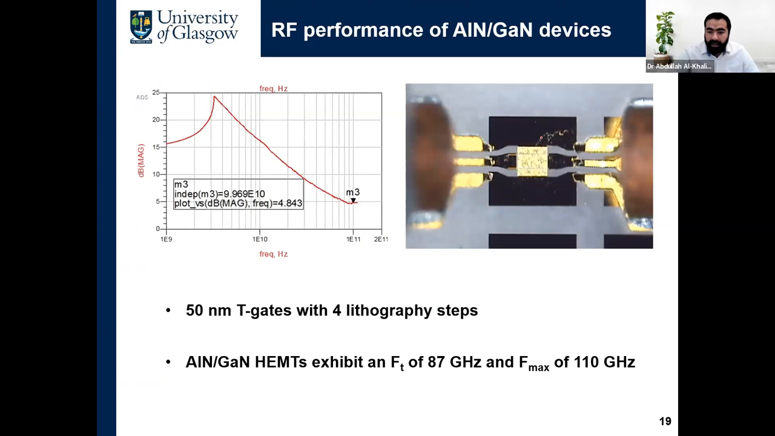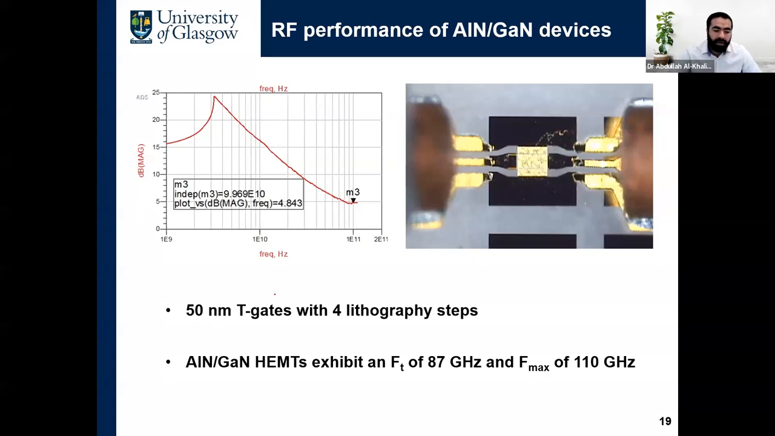Here is an image of a fabricated device. So this is GaN on silicon carbide, and we have the RF layout configuration. Actually, this was done with a 50 nanometer T gate, so we used 4 lithography steps. And we get an FT of about 87 gigahertz and an Fmax of 110 gigahertz. So this is using a 50 nanometer T gate.